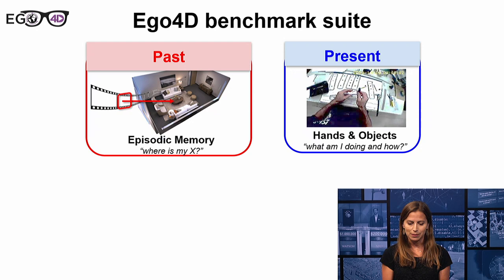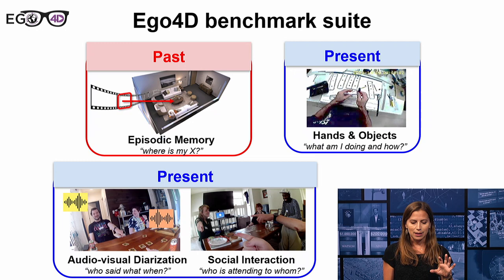And this is a place in which we're seeing great possibilities for translating what people know how to do into what robots know how to do, and we'll see that in a moment. Finally, we're still in the present, looking at social related tasks. So imagine this first person experience of your daily life and then being able to answer questions like who said what when, or who was paying attention when I was speaking, or who was I paying attention to.